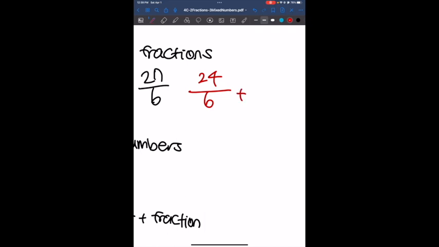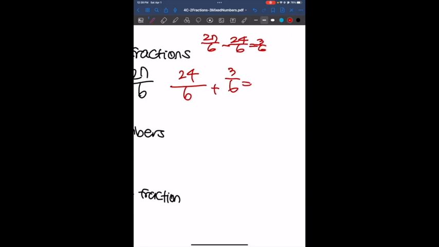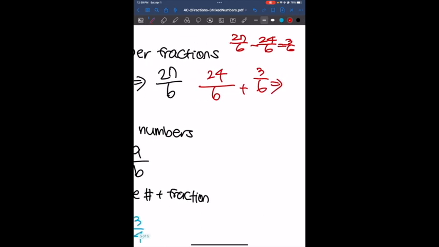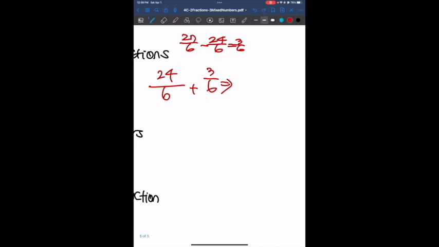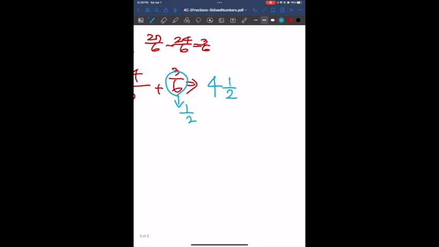Then we know that we still have 3 over 6 missing, because 27 over 6 minus 24 over 6 is going to be 3 over 6. And so this combination gives us 27 over 6. But then we know that 24 over 6 is 4. So that is going to be our whole number. And then we simplify this fraction into 1/2, and that's going to be the fraction portion of our mixed number.